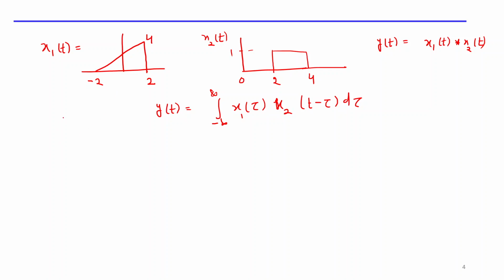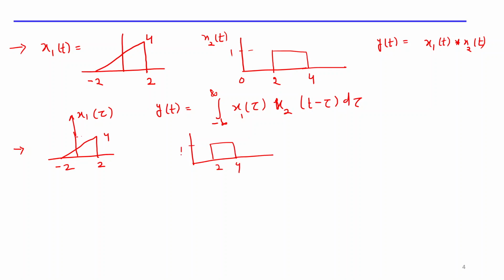So what I did here, x1 of t is given. Next step, just change the variable. Changing the variable means nothing else will happen. This will be 2, this will be -2, and the amplitude height is 4, and this is now x1 of tau. Similarly, the second signal becomes 2 to 4, and the height is 1, and this signal is now x2 of tau.